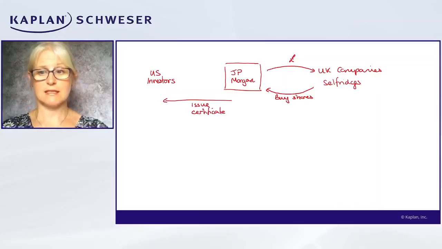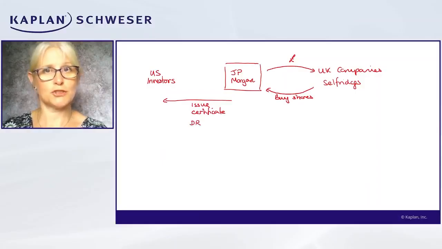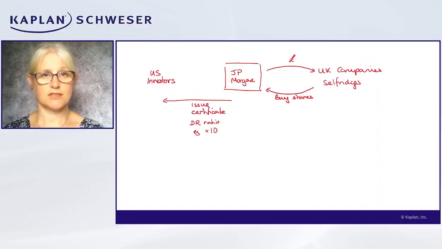But we are not selling the shares on to you. We are selling, says JP Morgan, a certificate that says you have the right to a certain number of those Selfridges shares. And we will call this a depository receipt, and it will have a ratio. For example, you have beneficial ownership to 10 of those shares. So far, so simple, although because of doing this, some interesting things come out of it.